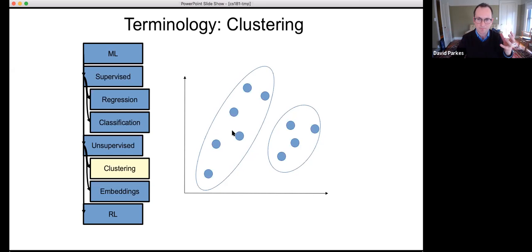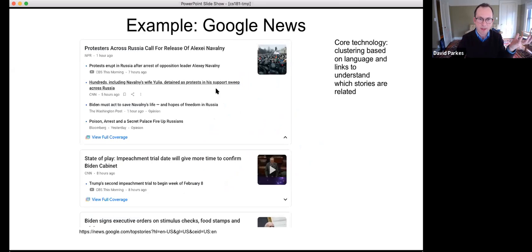Example of this would be Google News. It wouldn't be a very good Google News system if you went to see the news and every story that you saw was about the same topic. You don't want to read 100 stories about what's happening in Russia or about what's happening with the impeachment. So what Google is doing behind the scenes is it's clustering. It's bringing together stories that are alike, again, using language models, and again, without any supervision.